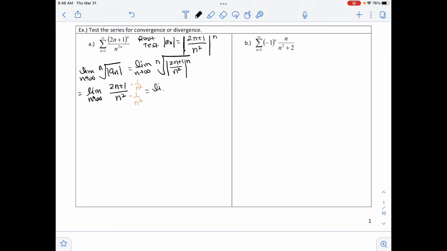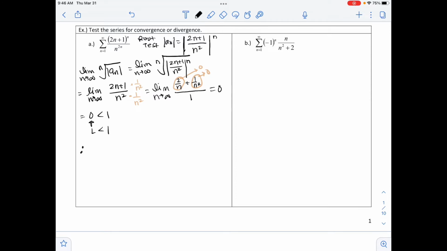And this will allow me to rewrite this limit as n approaches infinity of 2 over n plus 1 over n squared, all over 1. And as we do this, you'll notice that both terms in the numerator converge to 0. And so this is going to equal 0. And since 0 is less than 1, and this is our L value, is less than 1, we can say that it is absolutely convergent.